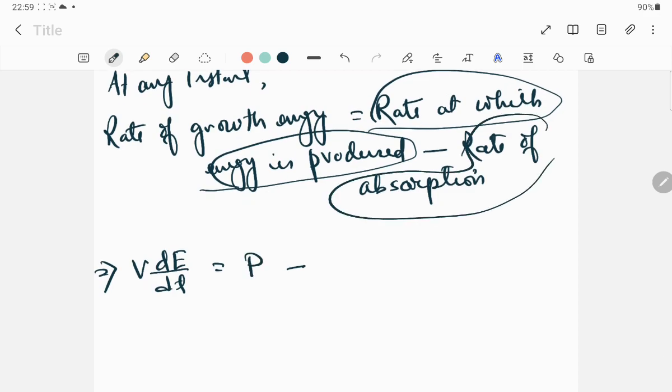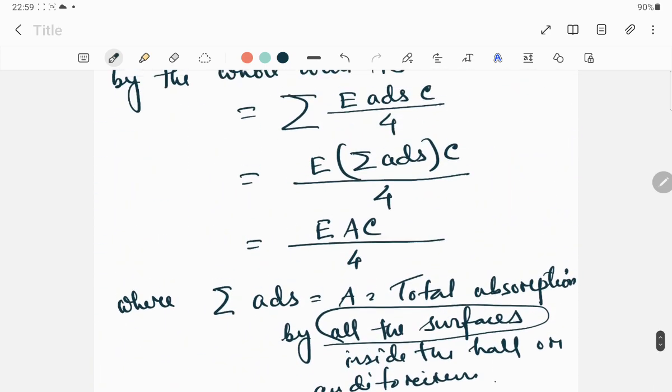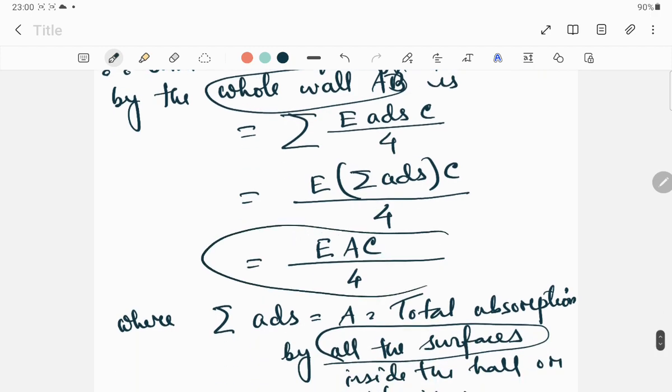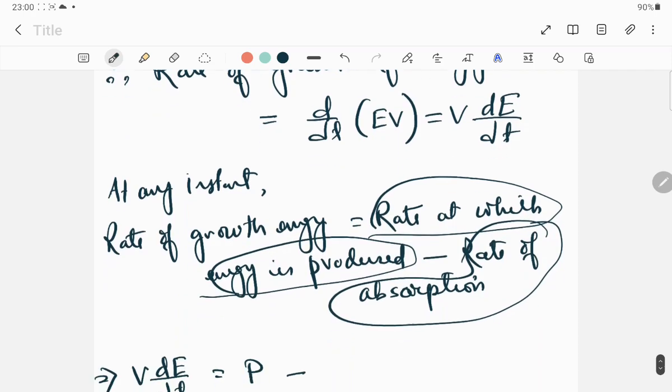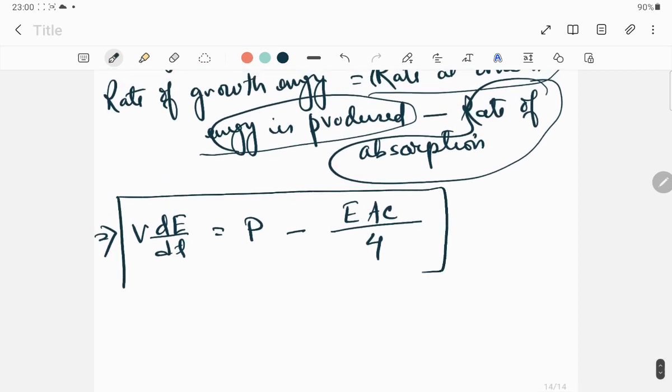And rate of absorption. So this is the rate of absorption. The power absorbed by the whole wall, or you can say by the whole room. So it's nothing but E AC by 4. So that is E AC by 4. And it is a very important relation. So I can call it equation number 2.